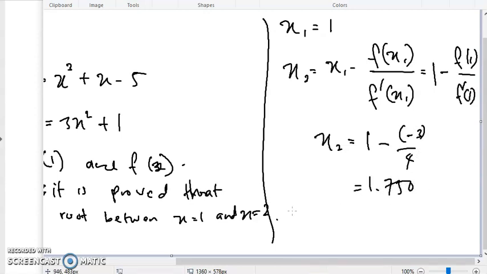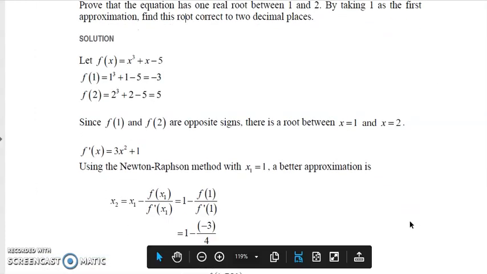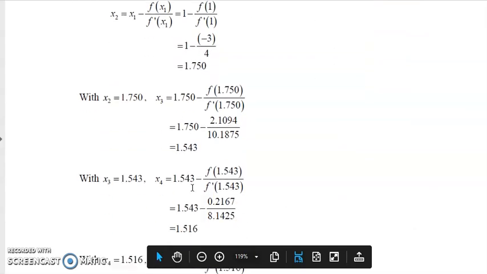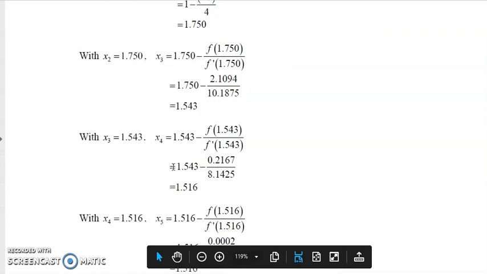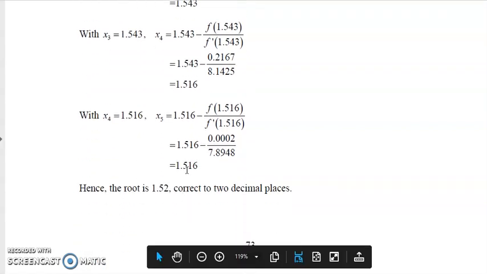And then let's proceed to find your x3. It will be equal to x2 minus f of x2 over the first derivative at x2, and so on. If you try to look at here, don't worry, they have a solution. For the x2 we will be having 1.750. Well, if you try to look at here, x3 will be equal to 1.543, x4 1.516, and x5 1.516.